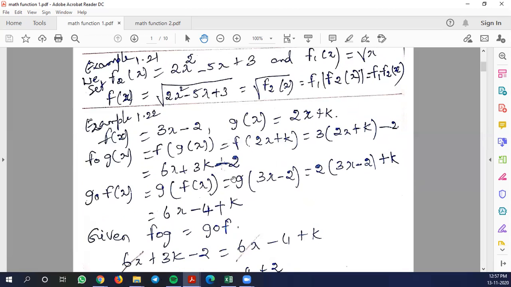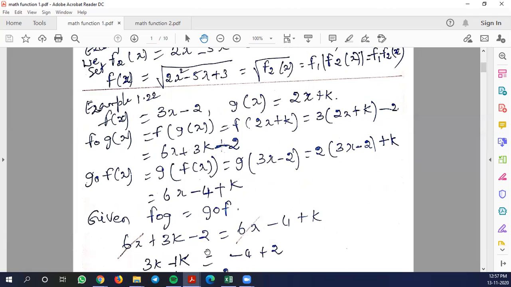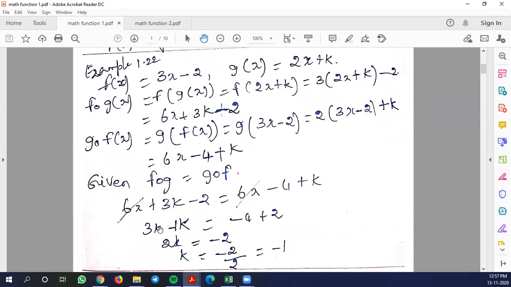What is given? f of g equals g of f. So these two things are to be equated. 6x plus 3k minus 2 equals 6x minus 4 plus k. The 6x and 6x get cancelled. So it is 3k. I am bringing this k to this side, so this becomes minus k. Minus 4 is here. Bringing this to that side, it becomes plus 2. Now what is 3k minus k? It is 2k. 4 minus 2 is 2, so the sign before it is minus. So 2k equals minus 2. Then this 2 will go to the denominator. Minus 2 by 2 is minus 1, so k equals minus 1.